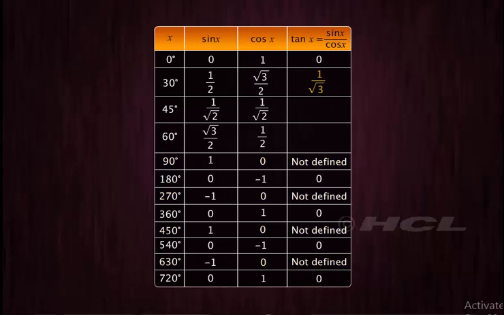As you can see, the value of tan 30 degrees, that is 1 over the square root of 3, is obtained by taking the ratio of the values of sine 30 and cos 30. Next, the value of tan 45 degrees, that is equal to 1, is obtained by taking the ratio of the values of sine 45 and cos 45. Similarly, the value of tan 60 degrees, that is equal to the square root of 3, is obtained by taking the ratio of the values of sine 60 and cos 60.